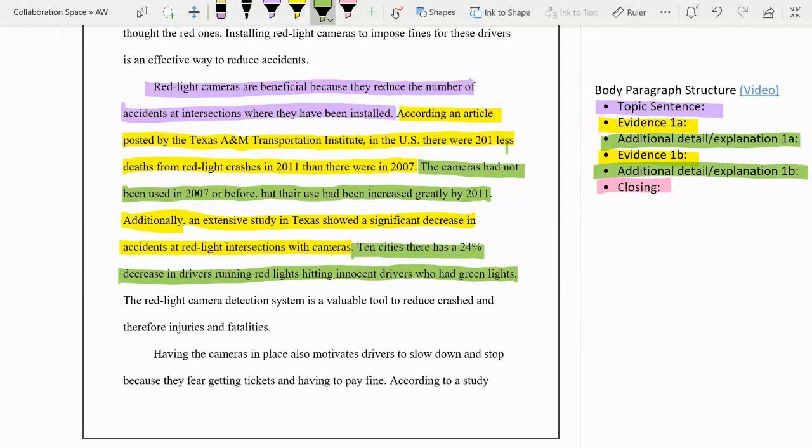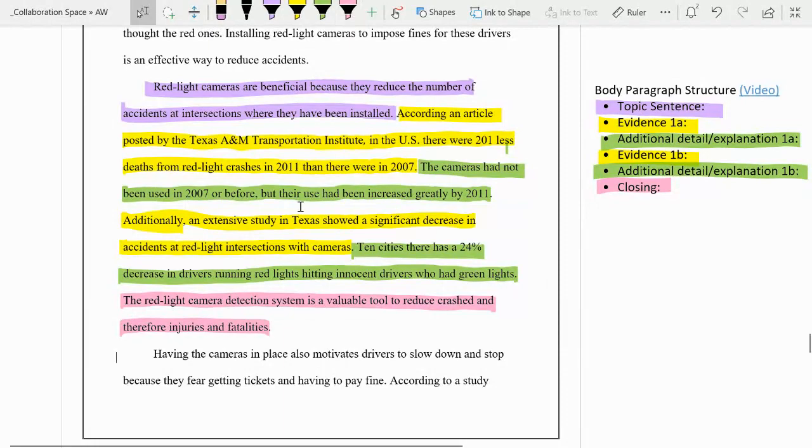Okay, so in these cities, this is the amount that drivers decreased running red lights when the other person had a green light. That's my additional detail to kind of clarify for my reader. And then I'm going to end with my closing. Remember, our closing sentence is going to kind of refer back to the topic we bring up in our topic sentence. The red light camera detection system is a valuable tool to reduce crashes and therefore injuries and fatalities.